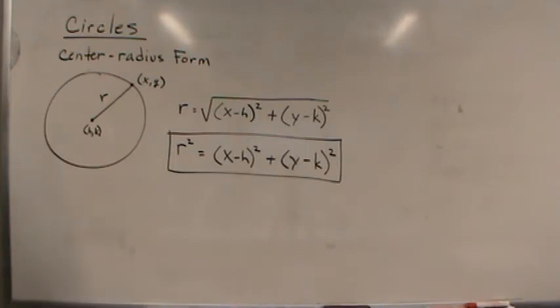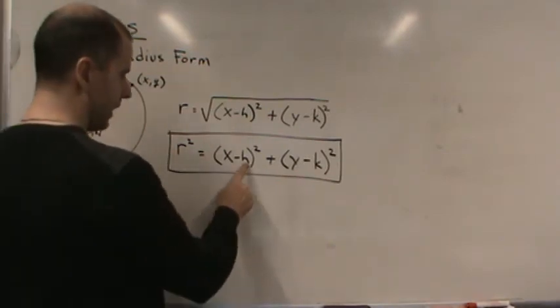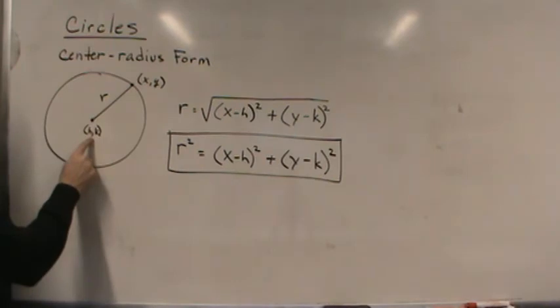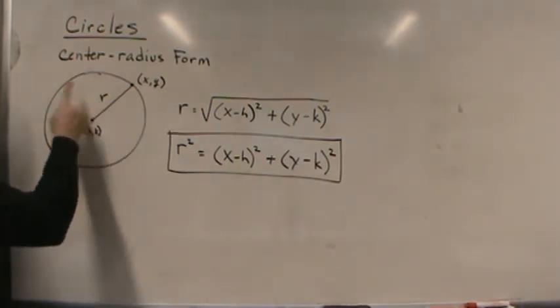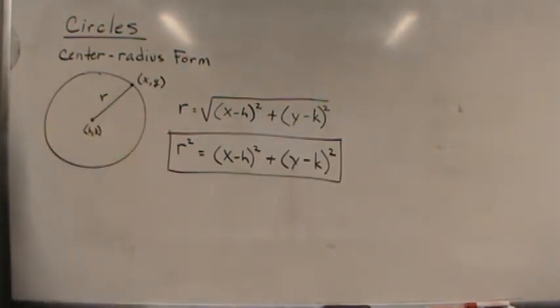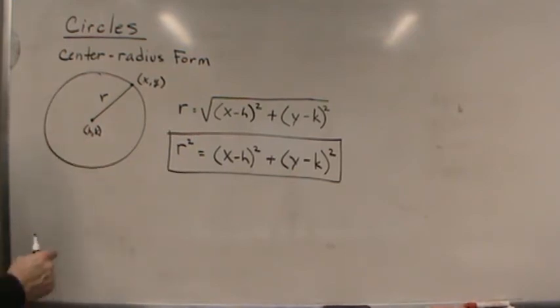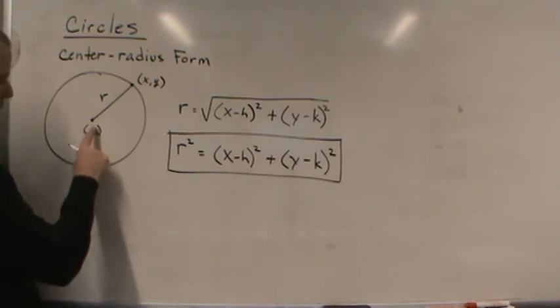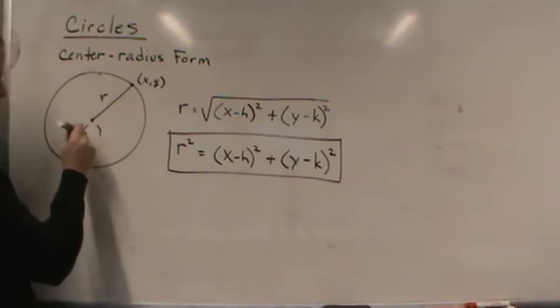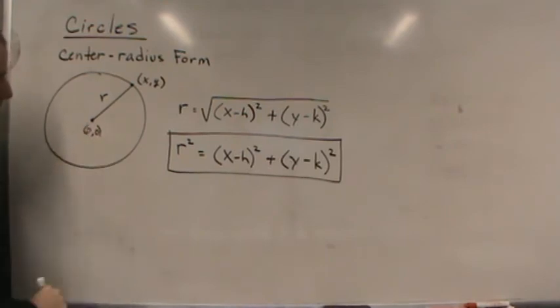Now, what do h and k represent? The center of the circle. So it doesn't matter where the circle is centered. It could be centered at any coordinate on the rectangular coordinate plane. But what if the circle is centered at the origin? What if h and k are both 0? How does it affect this?